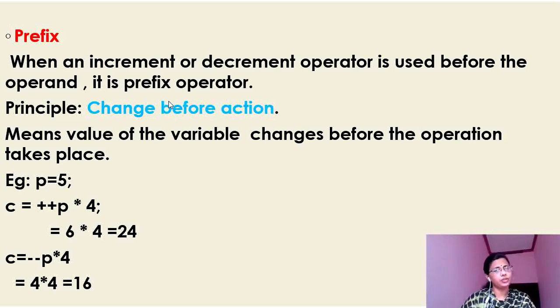What is the action? We are going to see. So you must keep in mind, whenever you say prefix, the value gets changed before an action. Now forget all others, we will just go with the example. Okay? You have P is equivalent to 5.